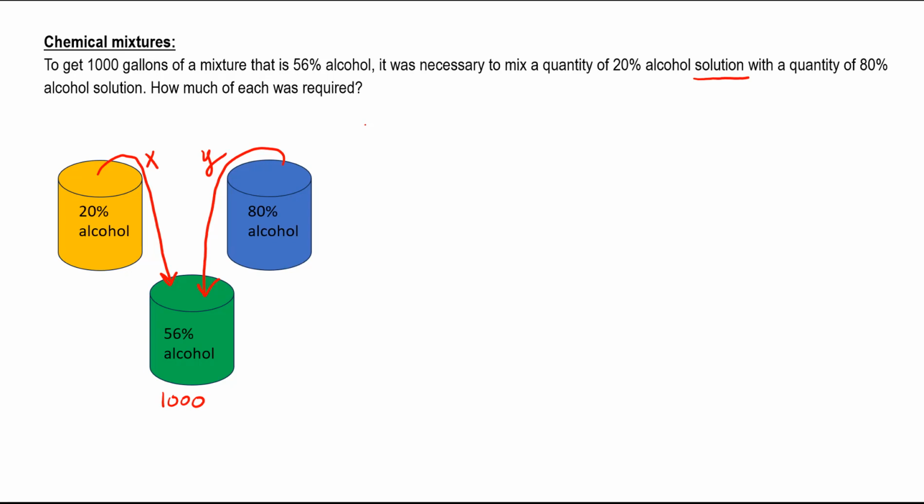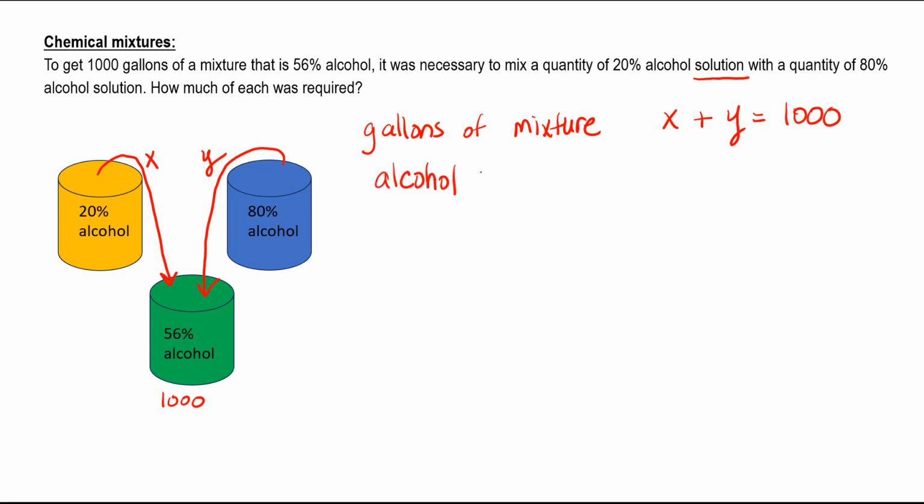So first of all, we're going to write an equation that's just about gallons of a mixture. We're not talking about the alcohol specifically right now. We're just talking about gallons of stuff. So we're going to pour in X gallons and Y more gallons, and we're going to get a total of 1,000 gallons. Okay, now we're going to write an equation about just the alcohol that's going into that bucket.